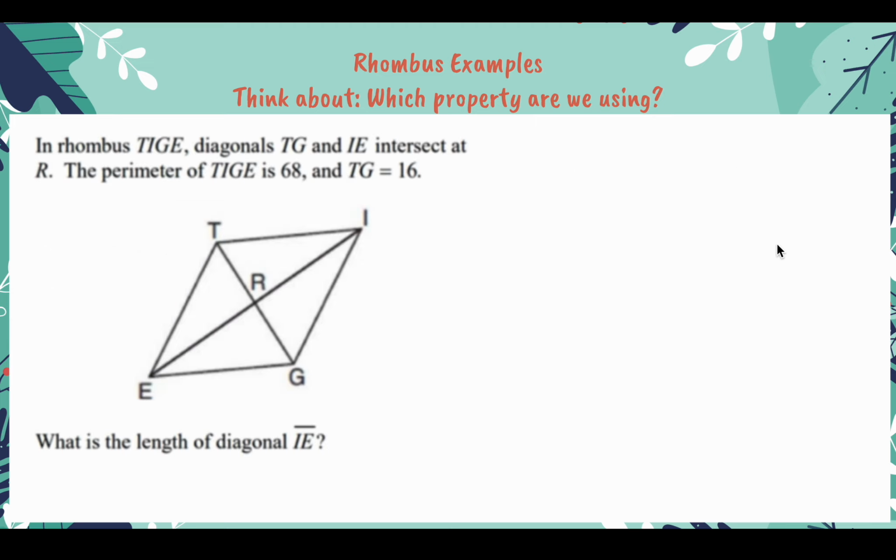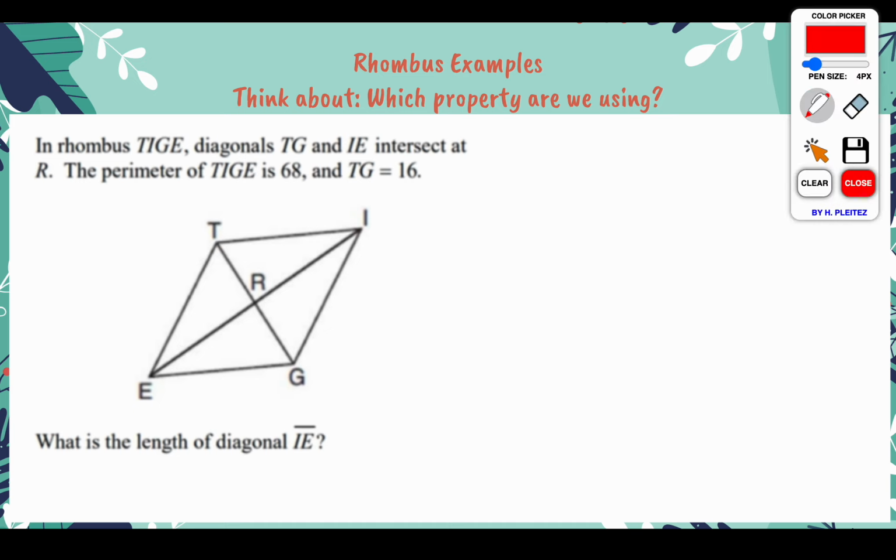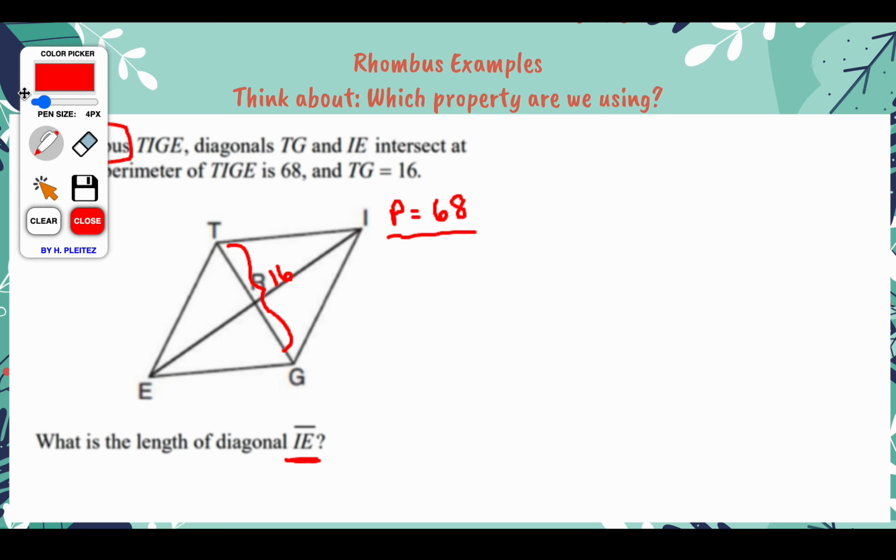All right, last but not least, it says in rhombus TIGE, diagonals TG and IE intersect at R. The perimeter is 68, so I'm going to write that out. I know the perimeter of this shape is 68, and I know that TG, which is this entire thing here, is 16, and it wants the length of the entire diagonal IE. So again, I'm just going to start building my story here. I'm going to see what I can do with what I am given, and I'm going to start with the perimeter being 68. So again, we have that it's a rhombus, so I know I can use any of those three new properties that we learned about.